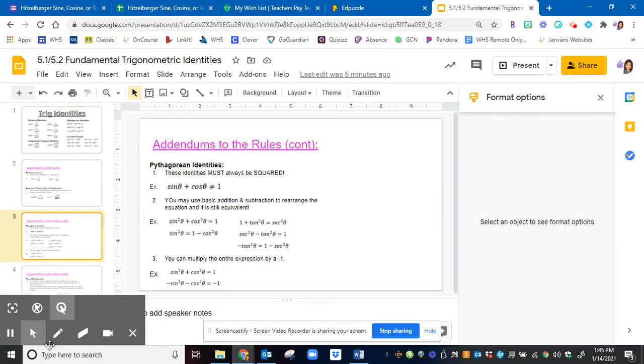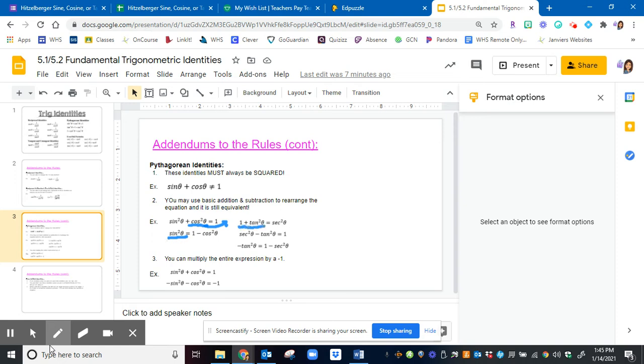So I show you a couple of examples here. Like sine squared plus cosine squared equals 1. If I take this entire cosine squared and subtract it over, then it becomes 1 minus cosine squared. So sine squared can be the same thing as 1 minus cosine squared. And you can rewrite these any way you want to as long as you just add and subtract them over the equal sign.